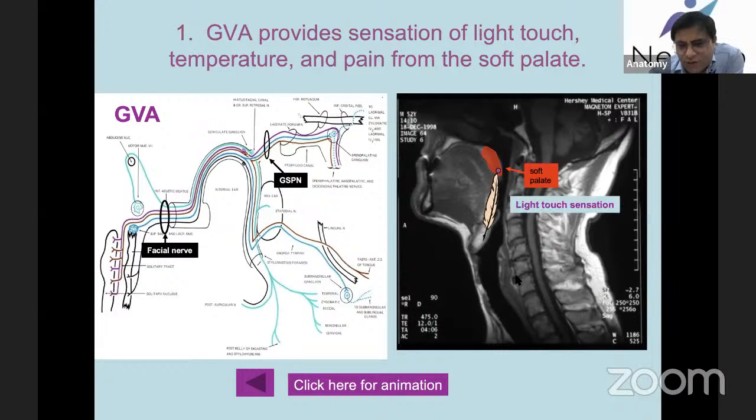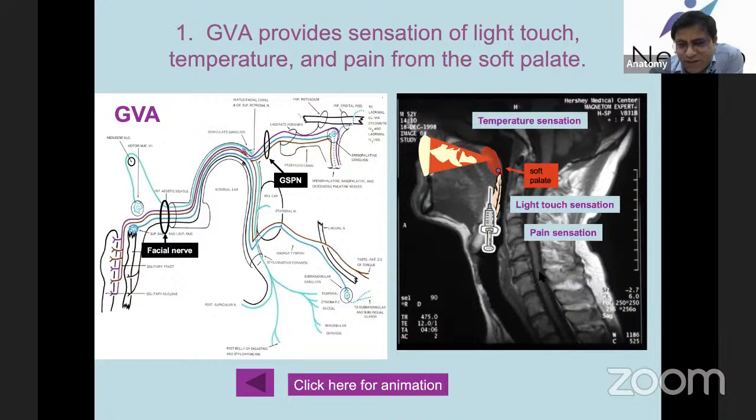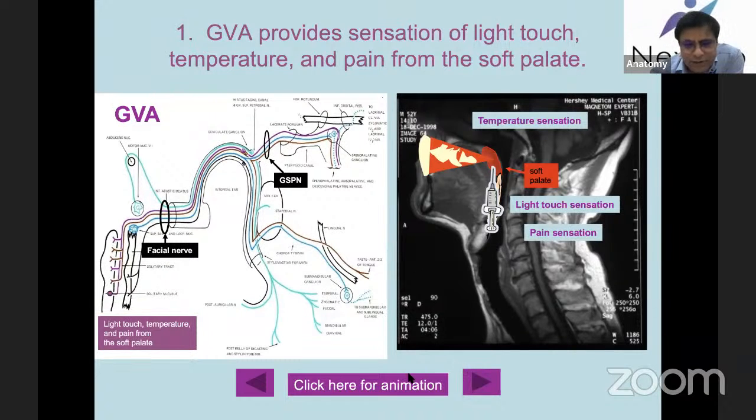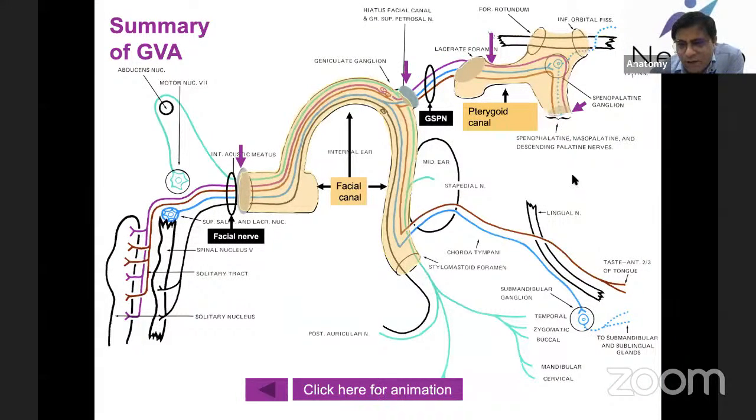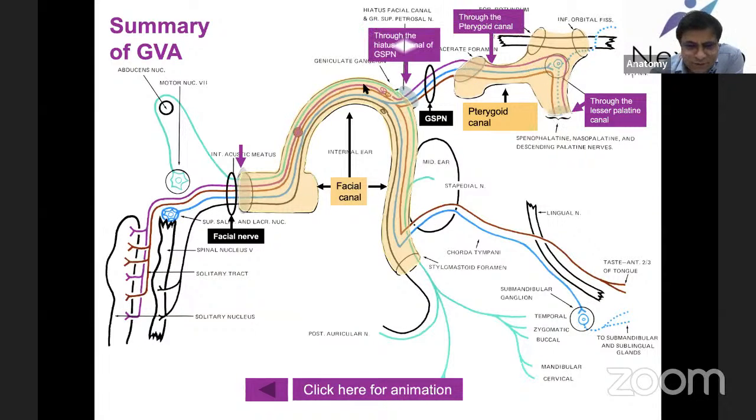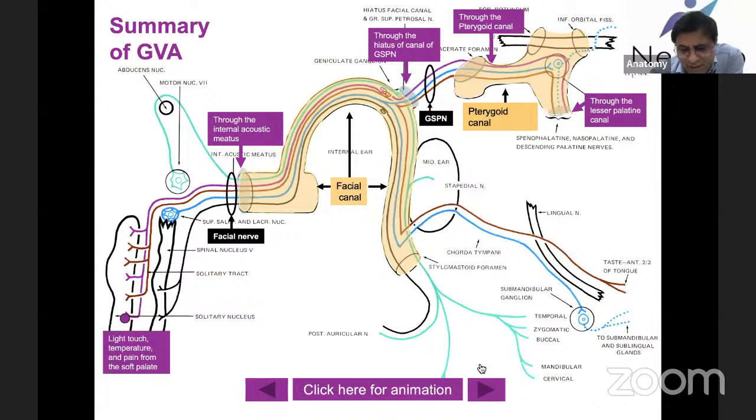So here you're seeing the light touch sensation of the soft palate. Then the ice cream reaching down here. So there's a temperature sensation reaching the soft palate. The syringe reaching the soft palate is showing the sensation of pain. That's how the stimulus has arisen. Now you see the stimulus, through this course of the facial nerve, will reach down here into the lower portion of the nucleus tractus solitarius through the greater palatine nerves. Okay, then see the summary for this. This is how the sensations started. And this is how this pattern of impulses reaches down here to the lower portion of the nucleus tractus solitarius.